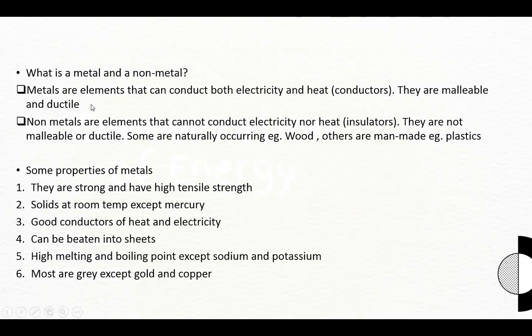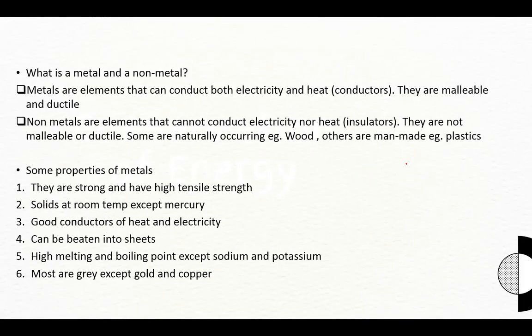Well, metals are elements that can conduct both heat and electricity. So we know those to be conductors, and they are malleable and ductile, while non-metals are elements that cannot conduct electricity nor heat. So we know those to be the insulators, and they are not malleable or ductile. And we have them occurring both naturally and synthetically, or man made.